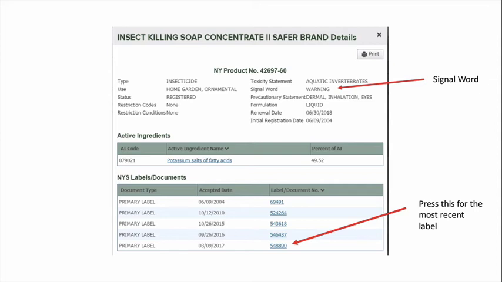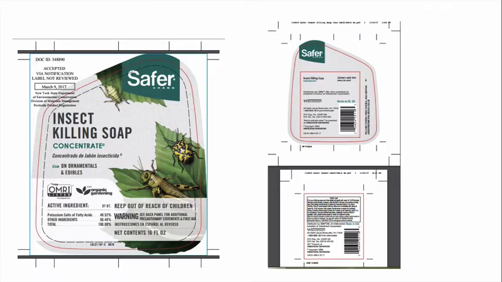If you want to get the label, you press the most recent label date. In this case, it's for 3/9/2017. So press the blue highlighted numbers for the most recent label for this product. And what will come up is a picture of the label for Safer Soap. If you had chosen this product to look at, you would be seeing what's on the left, and on the upper right is the back side of the label.